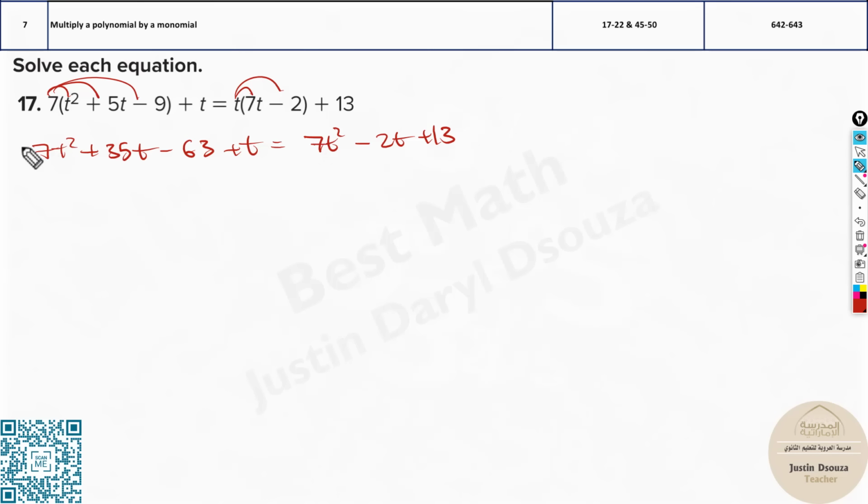This is positive 7t, over here also the same sign. So when you get it to the other side, it becomes the other sign and cancels off. Now what about the others? Let's get all numbers to one side, t's to the other side. Now how do you move that?